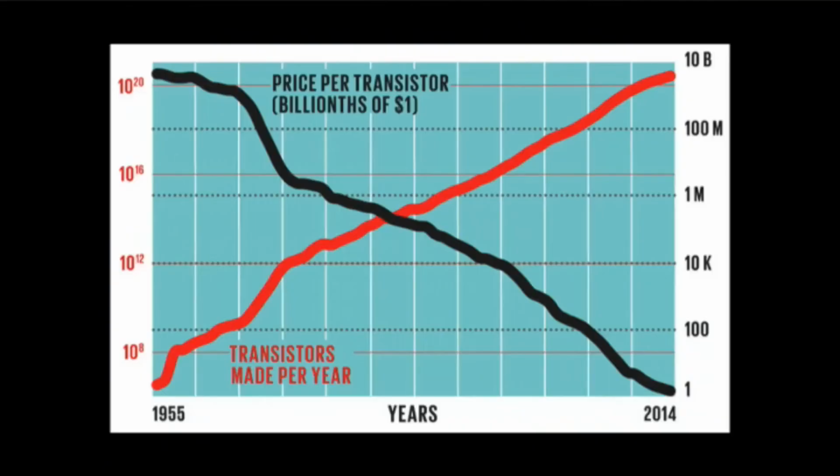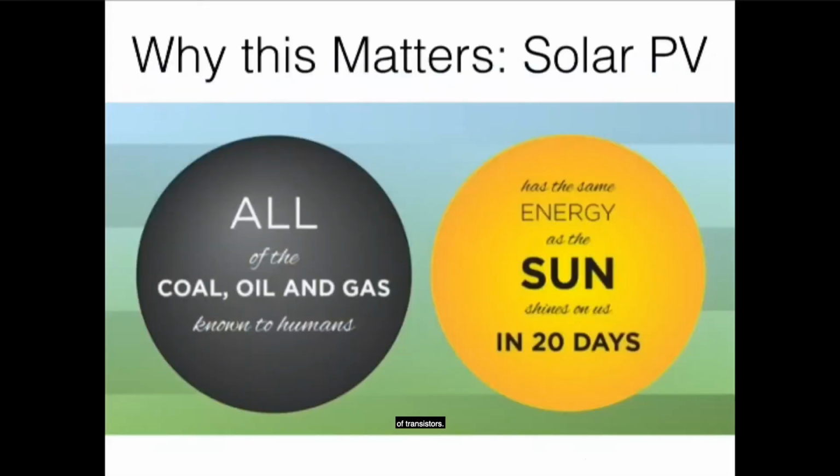And there's the data on the cost. I thought that was kind of cool. Okay, so these are orders of magnitude of cost and number of transistors. And I'll just have one more why this matters.